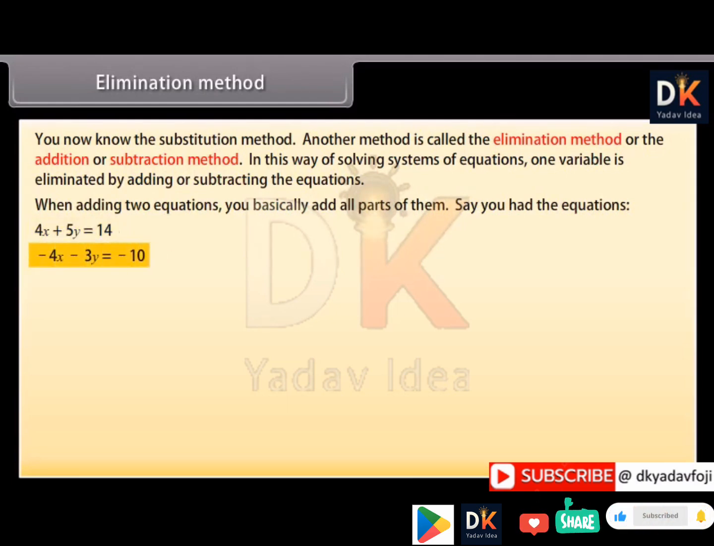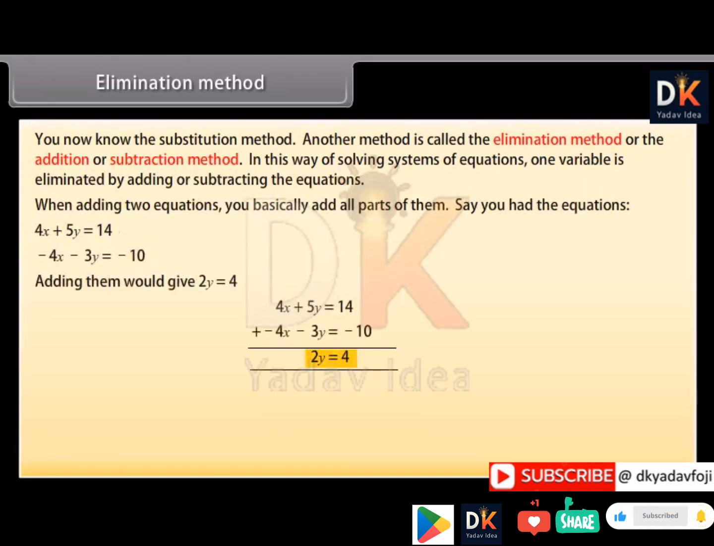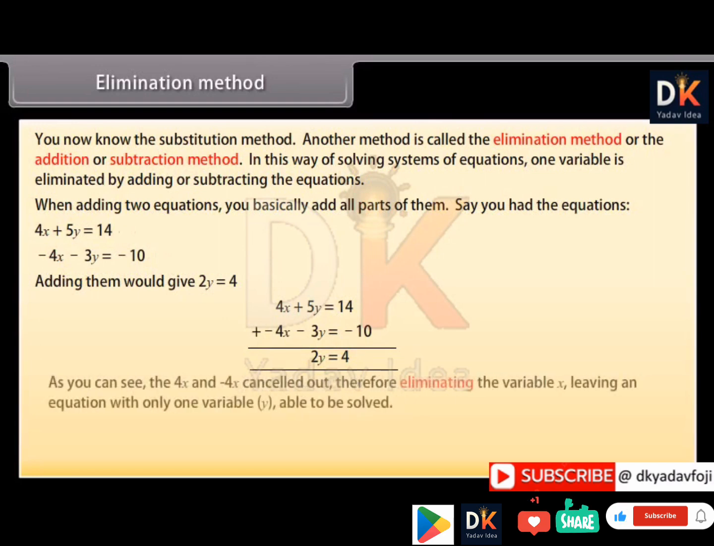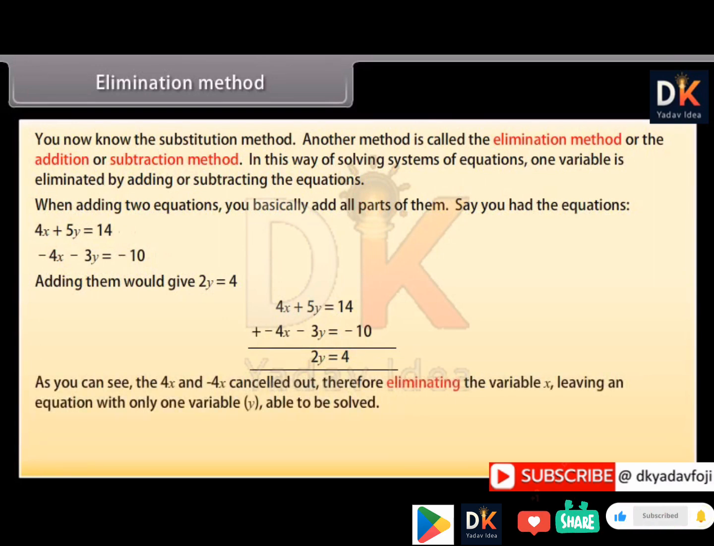Minus 4x minus 3y is equal to minus 10. Adding them would give 2y as 4. As you can see, the 4x and minus 4x cancelled out, therefore eliminating the variable x, leaving an equation with only one variable y able to be solved. 2y is equal to 4. y is equal to 2.